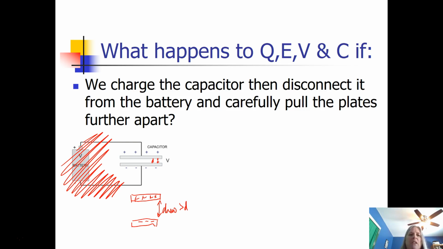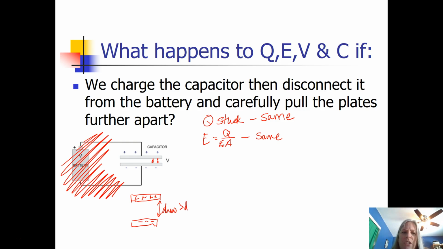So if you think about it, once I disconnect the battery, as long as I'm super careful pulling those plates apart, the charge is stuck. It has nowhere to go. So that means the charge stays the same. Well, if the charge stays the same, then the electric field should also be the same. Because remember the electric field for parallel plates is Q over epsilon naught A. I didn't change the area of the plates. I just separated them a distance d. So if this is the same, then the electric field also must stay the same. So if I don't change the charge, the electric field's the same.